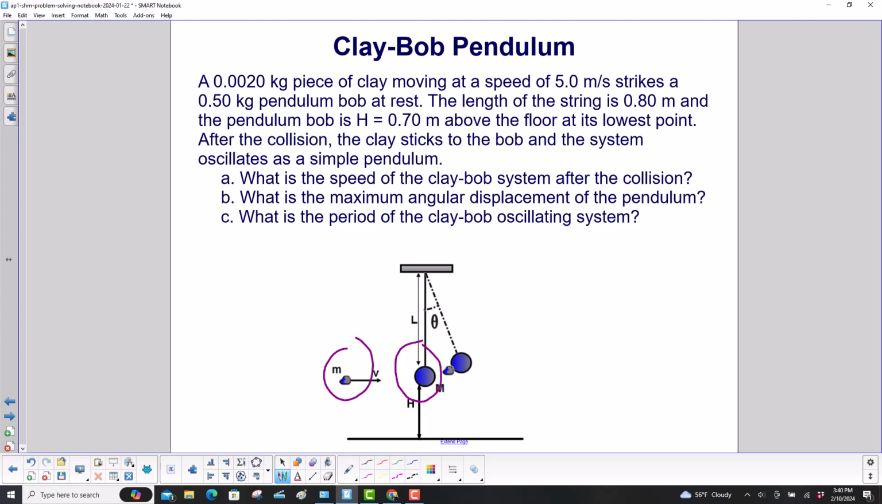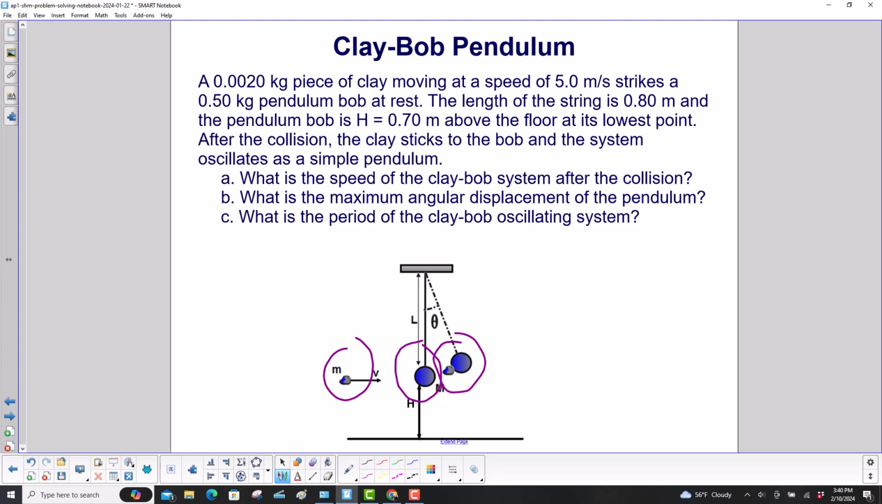The length of the string is 0.80 meters and the pendulum bob is a height h, 0.70 meters, above the floor at its lowest point. After the collision, the clay sticks to the bob and the system oscillates as a simple pendulum.